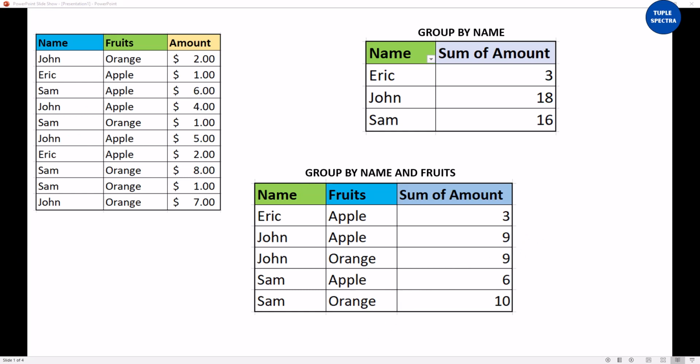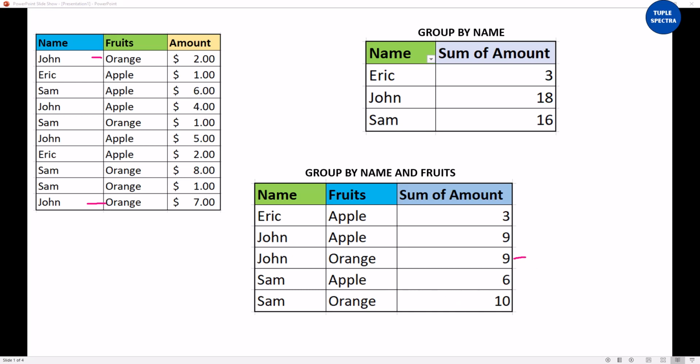Okay. What about John and orange? John bought orange right here. Let us take a look. John also bought an orange right here. That is 2 plus 7. And that gives you 9.